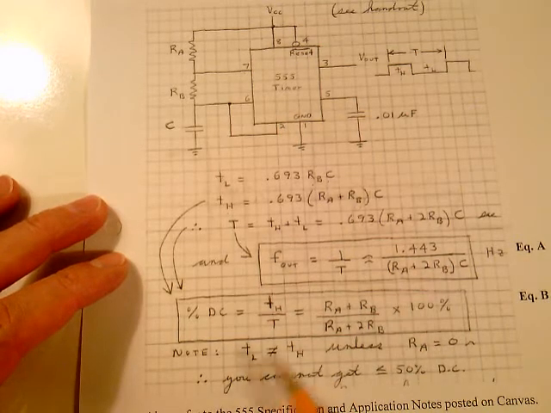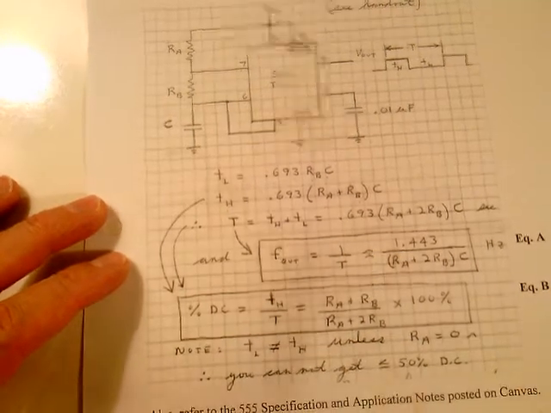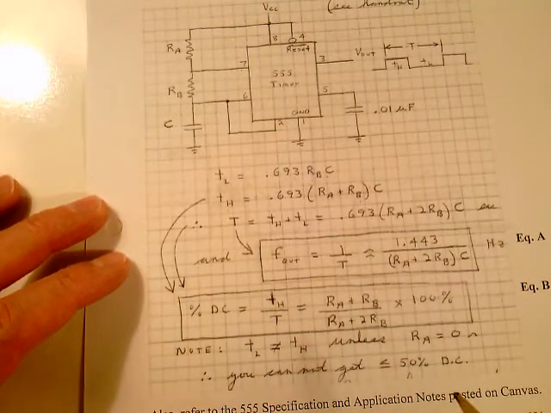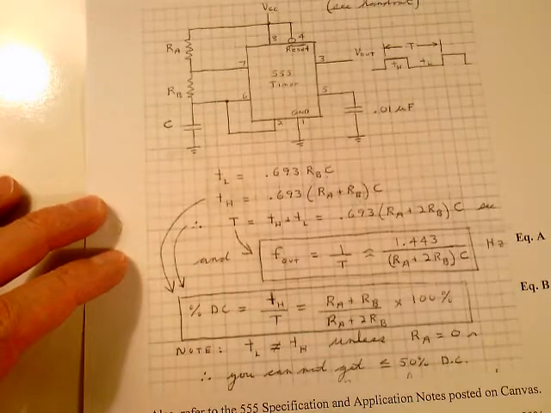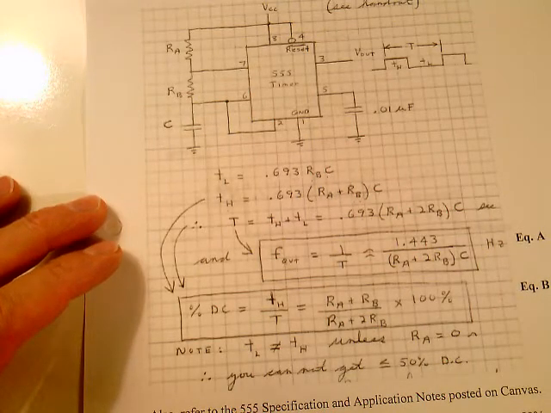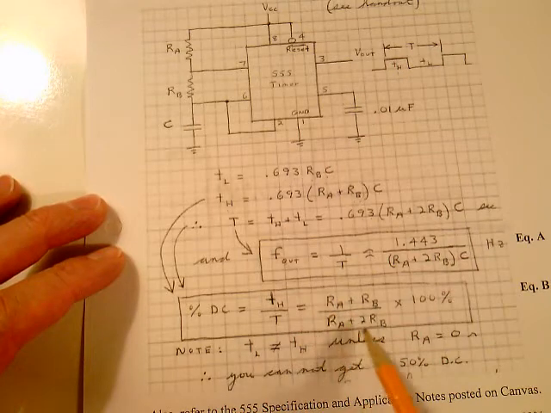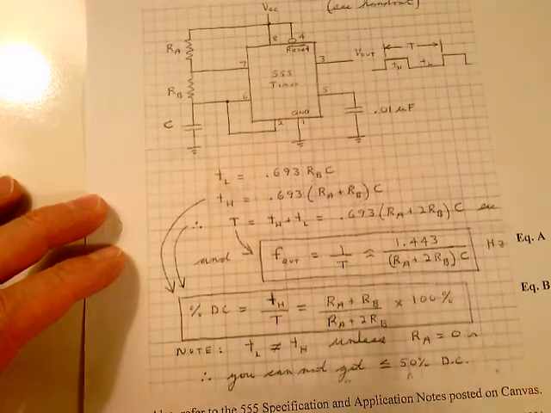Note that the time low and the time high can't be equal to one another. The only way they can be equal, or the only way you can get a 50% duty cycle, is if RA is equal to 0. Because if you take a look at this and RA is equal to 0, RA goes away and you have RB over 2RB, you get a 50% duty cycle.